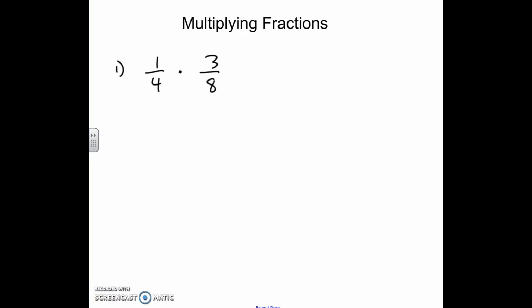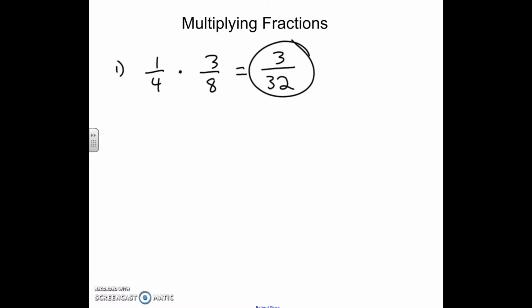Since you don't have to have a common denominator, the only thing you have to do is multiply your numerators together and multiply your denominators together and you're done. So in this example, our numerators are 1 and 3, so we go 1 times 3, which is 3. And then we multiply our denominators, 4 and 8, and 4 times 8 is 32. And my answer is 3 over 32.